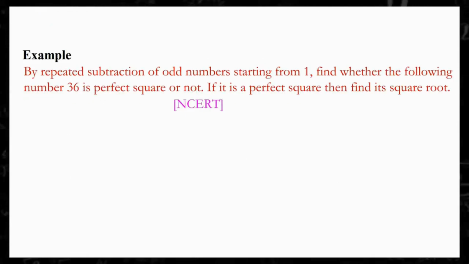Example: By repeated subtraction of odd numbers starting from 1, find whether the following number 36 is a perfect square or not. If it is a perfect square, then find its square root. NCERT. 36 minus 1 is 35. 35 minus 3 is 32. 32 minus 5 is 27.